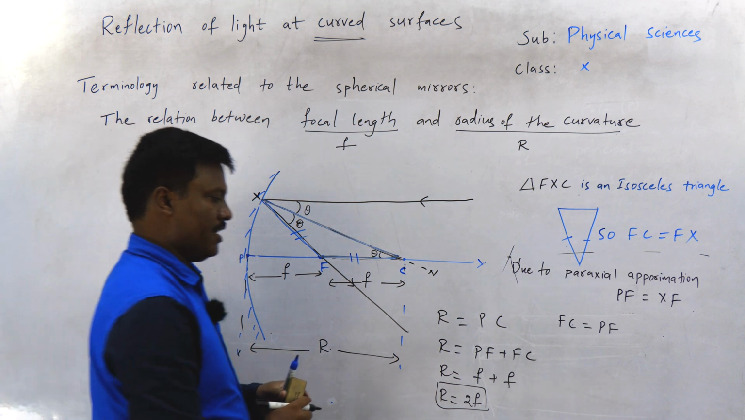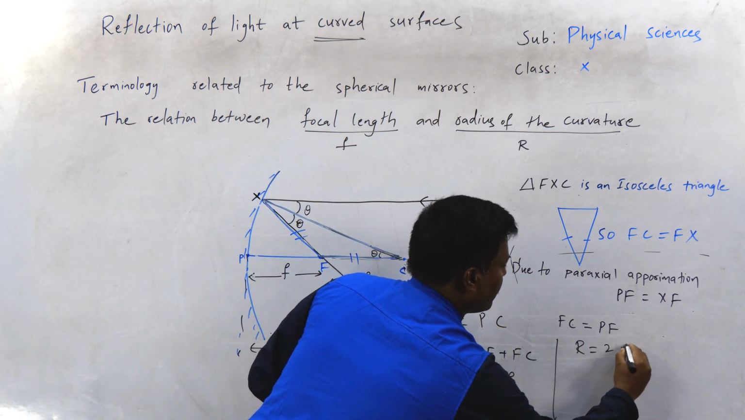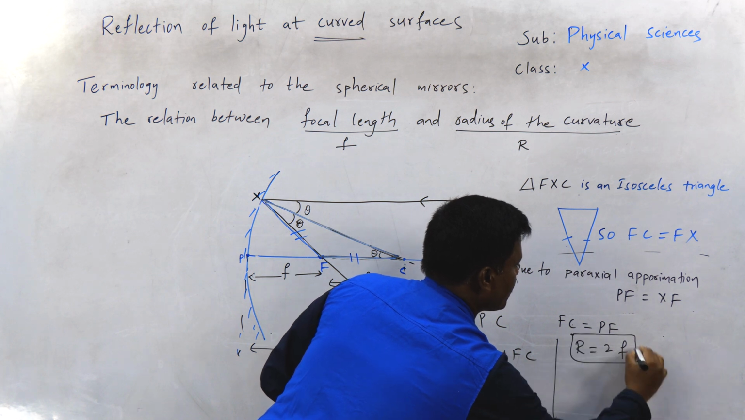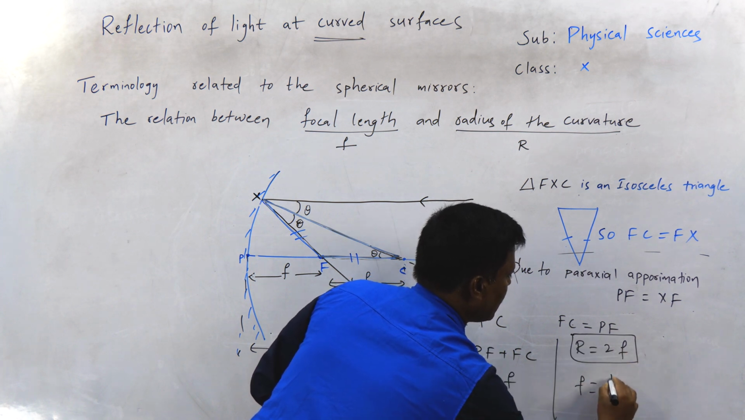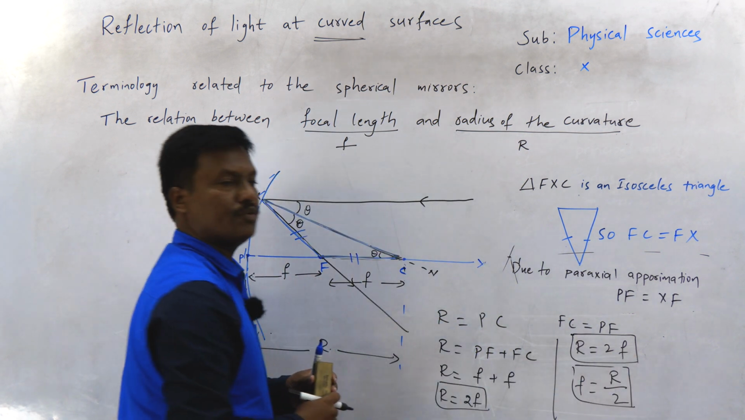R. When R is equal to 2F, radius of curvature is equal to 2 times the focal length, then F is equal to what, Nana? Half of the radius of curvature. F is equal to R by 2.